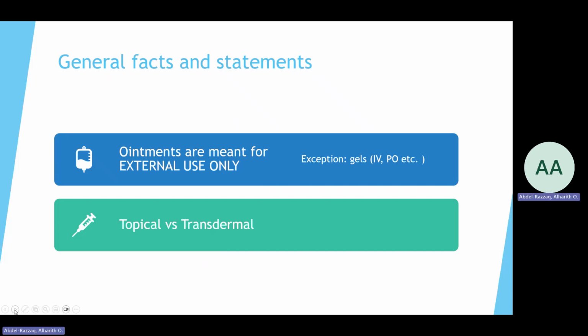Those are for oral administration. We have Metrogel, and that is going to be for vaginal administration. When we talk about ointments, we also have to talk about topical versus transdermal. And I want you guys to pay attention to this because a lot of pharmacists continue to make these mistakes. So what's the real difference?